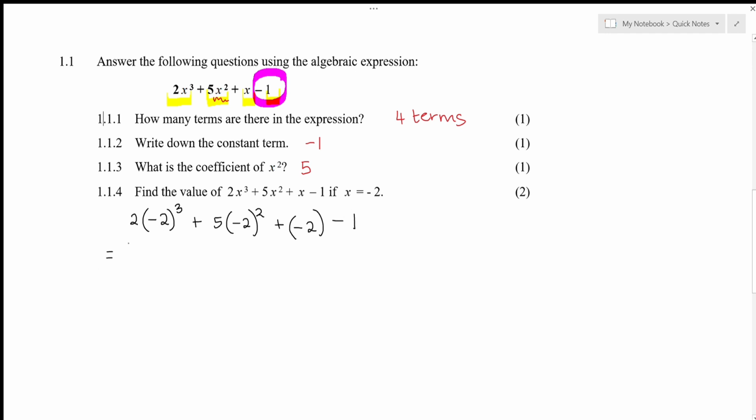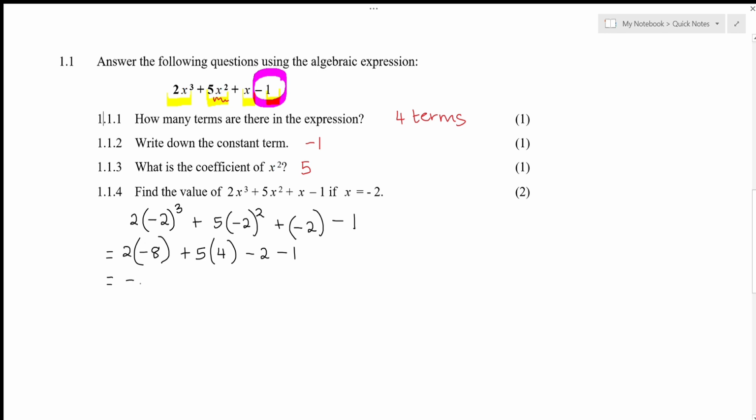Okay, so 2 times negative 2 cubed, so a negative times a negative times a negative would give me a negative, and 2 times 2 times 2 would give me 8. So it's basically negative 8. Plus 5, and we're working out our brackets first. Negative 2 times negative 2 would give me positive 4. And then a positive times a negative would give me negative 2 minus 1. Okay? And now we simplify further. A positive times a negative would give me a negative.